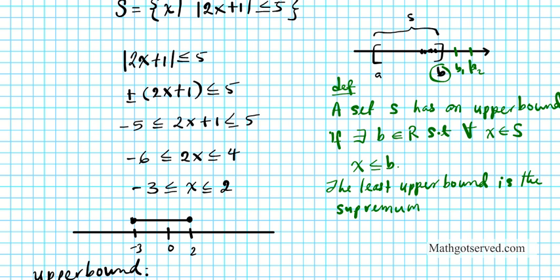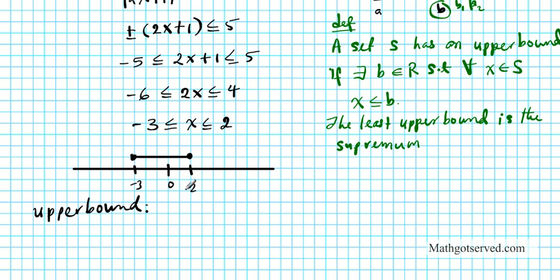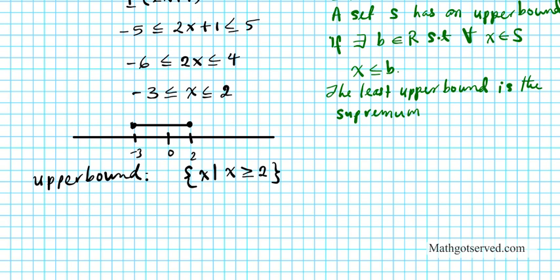So with that in mind, what's the upper bound here? In this case, we know that this is bounded above by 2. That means 2 and any number bigger than it will be an upper bound. So I can write it as x such that x is greater than or equal to 2. Any number 2 or greater bounds this set from above. So we have this collection of numbers as the upper bound.